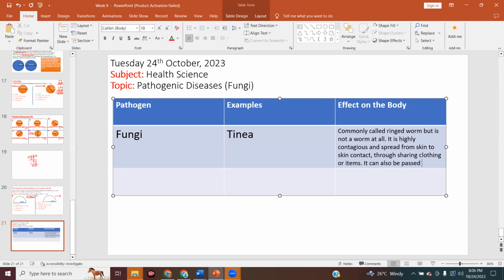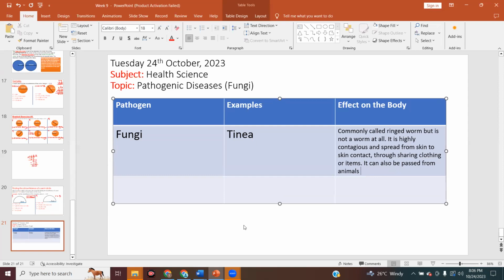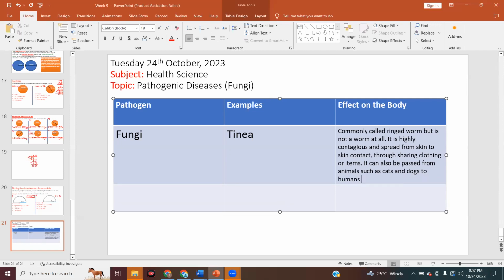Mr. Petit, learning all of this is making me want to become a germaphobe. A germaphobe? You don't have to be afraid of germs, you just have to be careful. When cats or dogs lick you, doesn't that mean it can transfer to you? No, the dogs or cats have to have it first. If they don't have it, then it can't affect you.